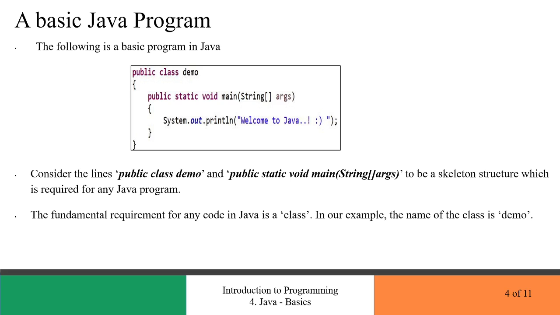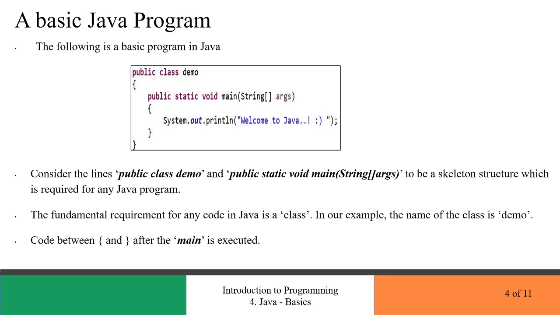As part of our earlier lesson, we saw how to write a Java program and save it as a file. The basic requirement for any program in Java is to have a class. Here, the first statement is public class demo. Thus, the name of the class is demo. Hence, the requirement for this Java file is to have its name as demo. Thus, the name of the file would be demo.java.